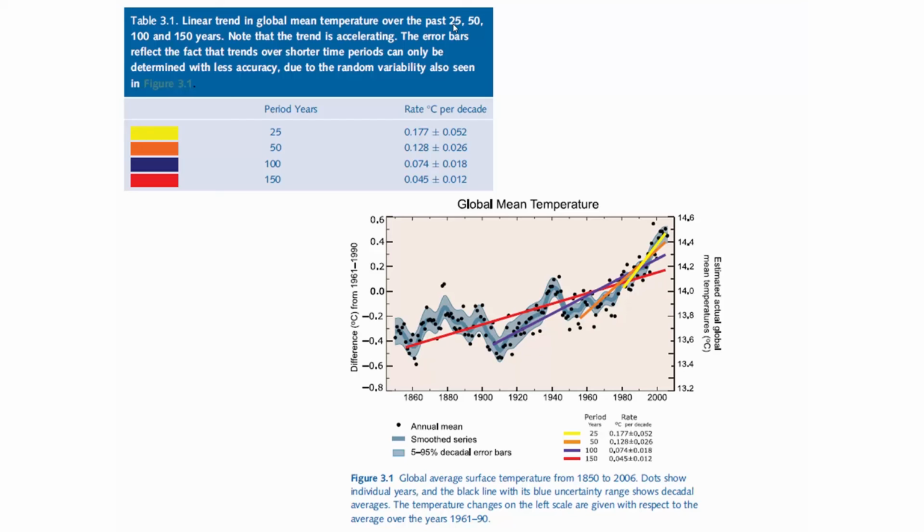Why do we do that? Essentially to see that the rate of warming per decade is quite high in the last 25 years compared to the last 50 years or compared to the last 150 years. That means the warming trend since the Industrial Revolution is barely about 0.05 degrees centigrade per decade, but as you focus more and more on recent times, the rate of warming is accelerating.